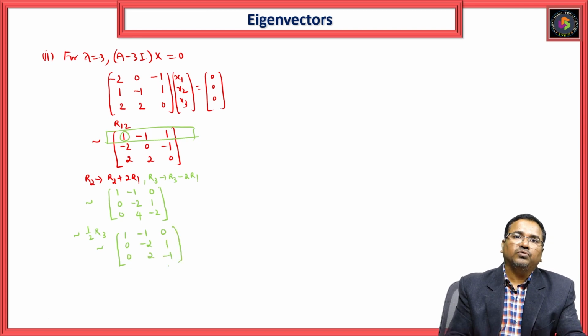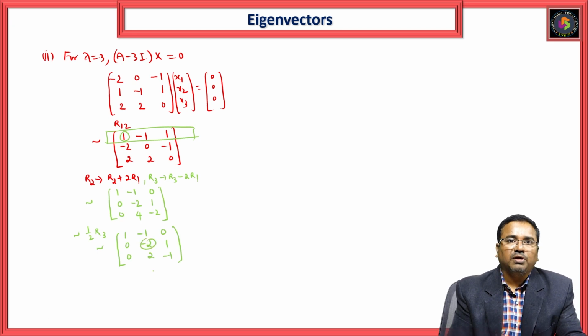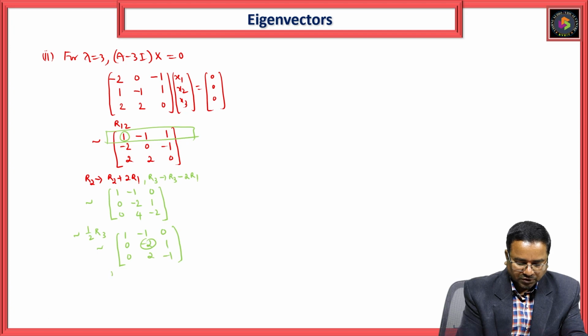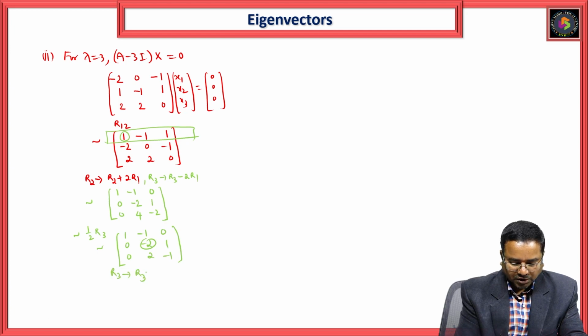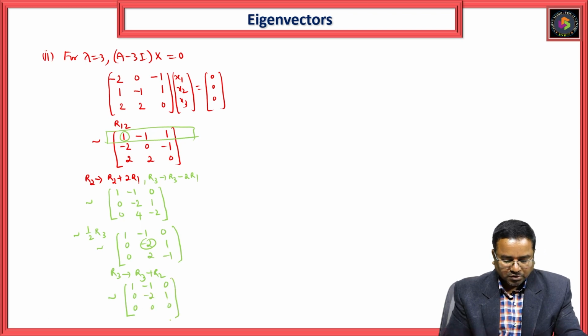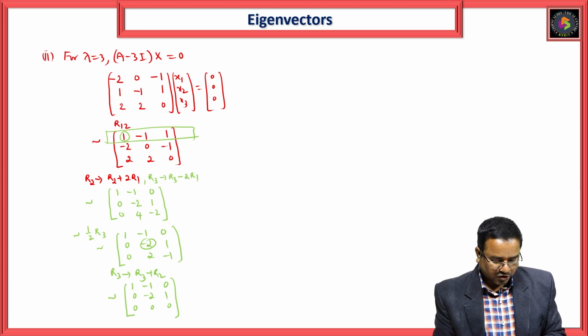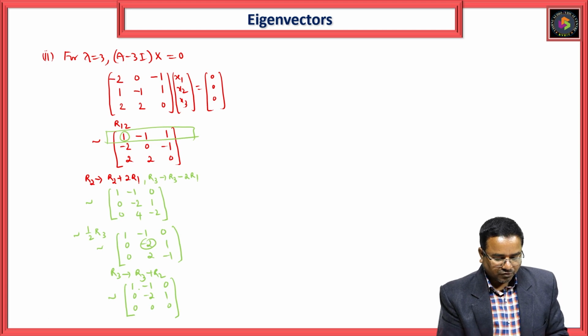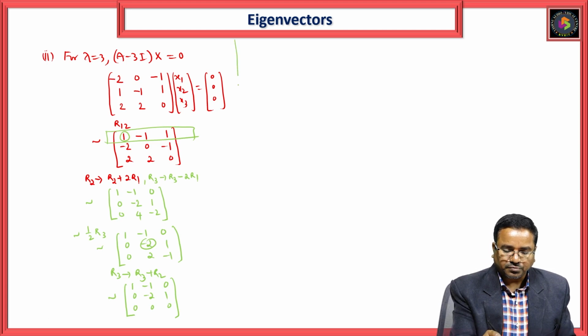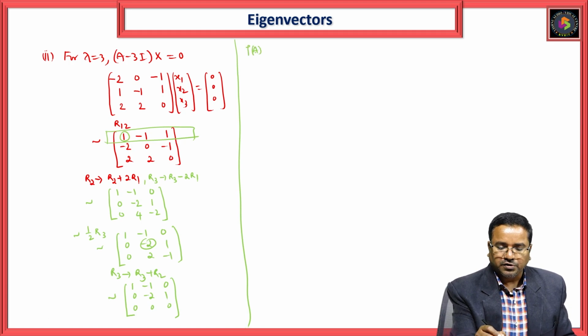Next, using this as the key element, make the entries below it 0. R3 changes to R3 plus R2, so we get 1 minus 1, 0, 0 minus 2, 1, and 0, 0, 0. We cannot reduce it further, because even if we try to make this entry 0, the other entry will come back. So we reach the echelon form. What is the rank of A? The number of non-zero rows, so the rank is equal to 2. You always compare it with the number of unknowns.